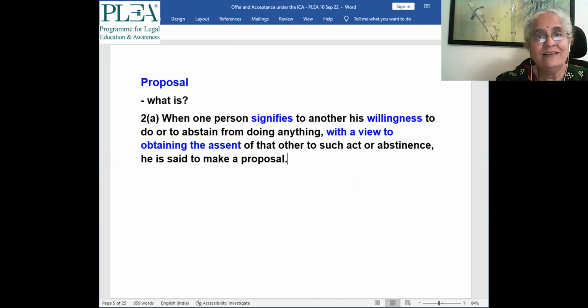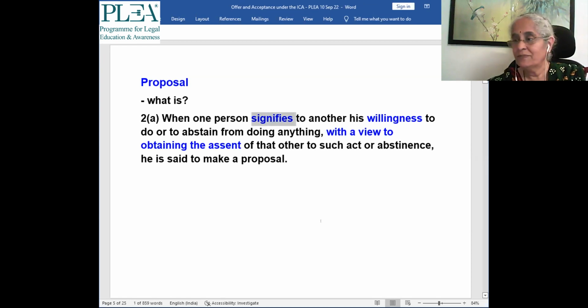And when you say yes, then the fact that I will do something becomes a promise. Can you enforce it? You will be able to enforce it only if there is consideration, which means you have also promised me something. This is how the formation requirement operates. So we'll come back to the definition, but understand that this word, highlighted, signifies what? That I am willing to do something, which if you say yes, I will.